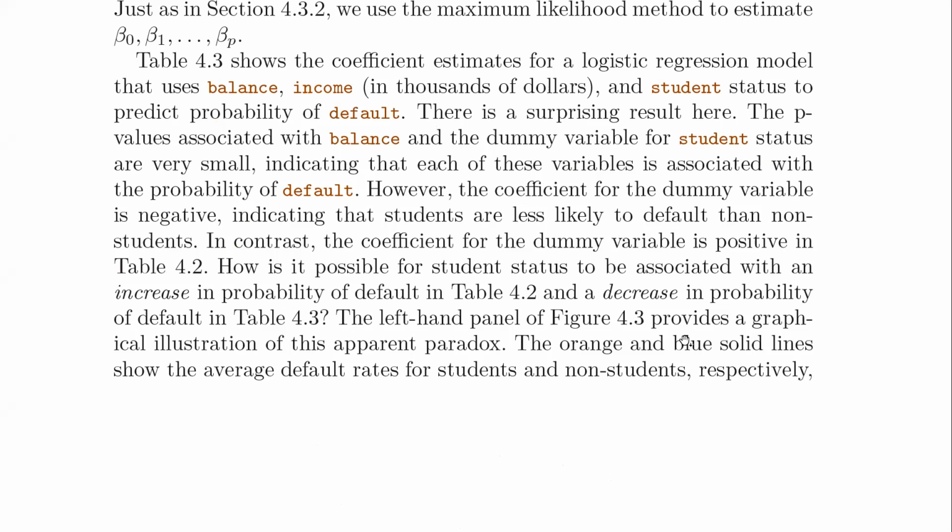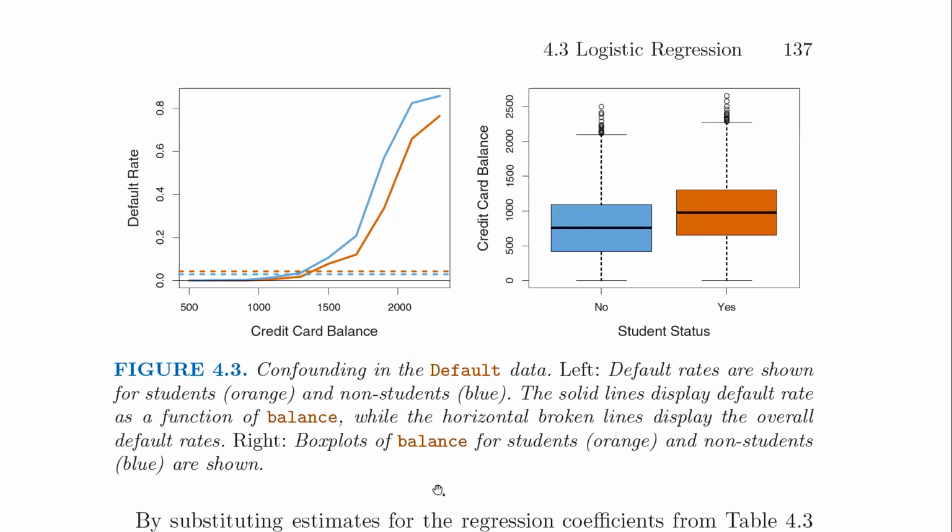The left-hand panel, figure 4.3, provides a graphical illustration of this apparent paradox. The orange and blue solid lines show the average default rates for students and non-students respectively. Let's have a look. So orange, that's a bit irritating. We were earlier using orange and blue for default, not default. But now we're looking at, let me just see, so blue is non-students. This is non-students.